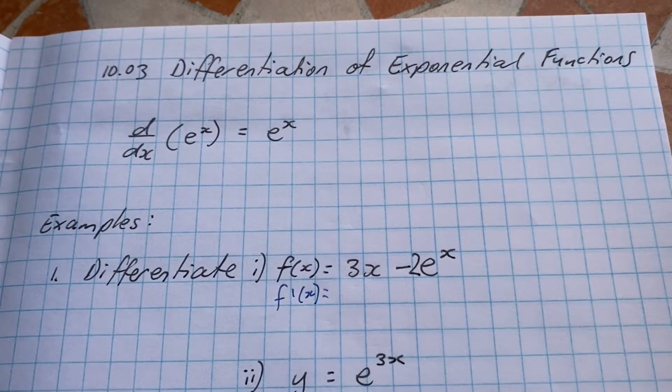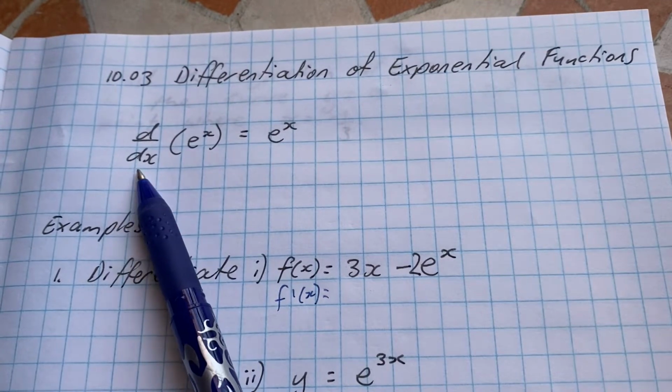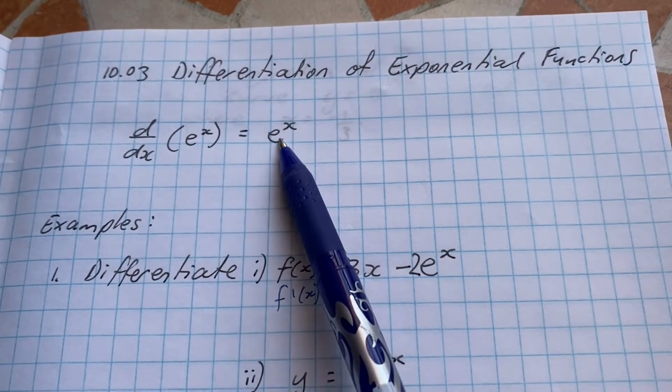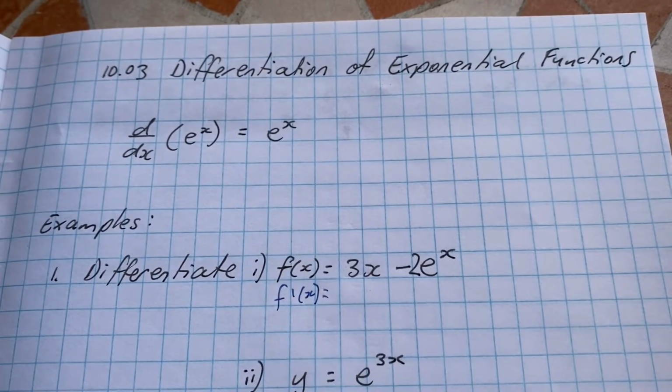Exercise 10.03 is about differentiation of exponential functions. Now, as we saw in the previous exercise, the derivative of e to the x is equal to e to the x, which makes it really easy to differentiate. So here's the first example.